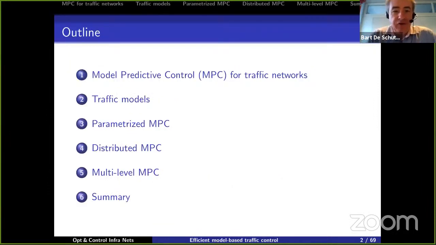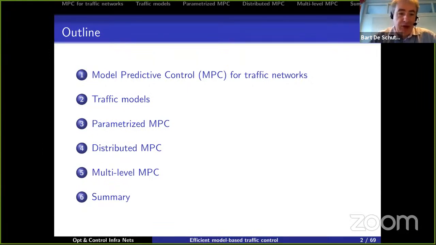And this is the overview of the presentation. So first I will tell a little bit more about the model-based control method called model predictive control and how it can be applied for traffic networks. Then I will highlight the main challenges if we want to apply MPC for traffic networks, in particular for large-scale traffic networks. And then I will gradually consider several possible solutions to deal with the complexity issues.